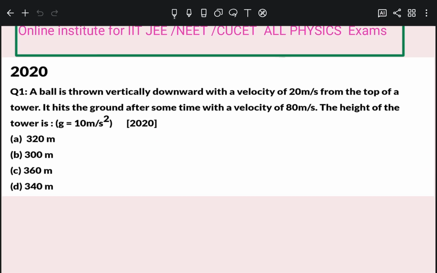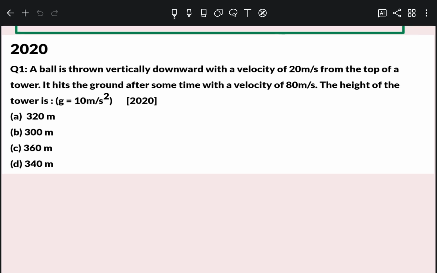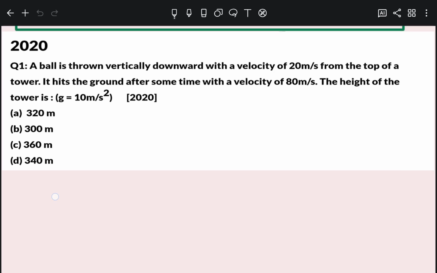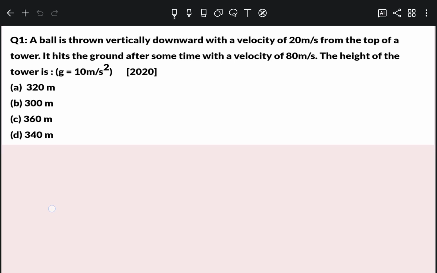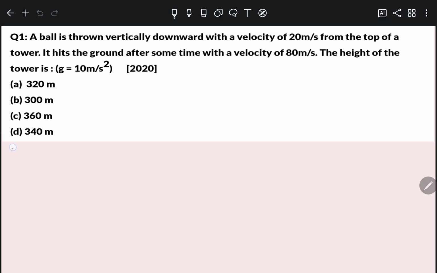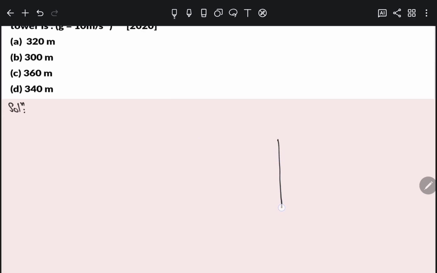So shall we do the next question? A ball is thrown vertically downwards with the velocity of 20 meter per second from the top of a tower. It is like this.